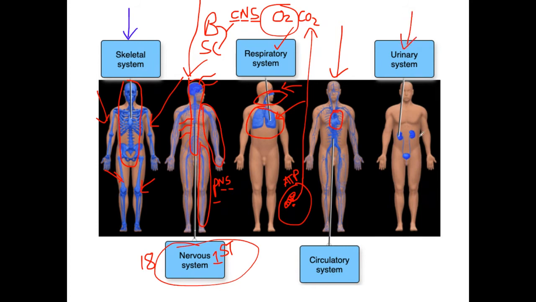The urinary system is made up of 2 kidneys, 2 ureters, a urinary bladder, and then the exit route, which is the urethra. The urethra, not the ureters. Don't confuse ureters with urethra.